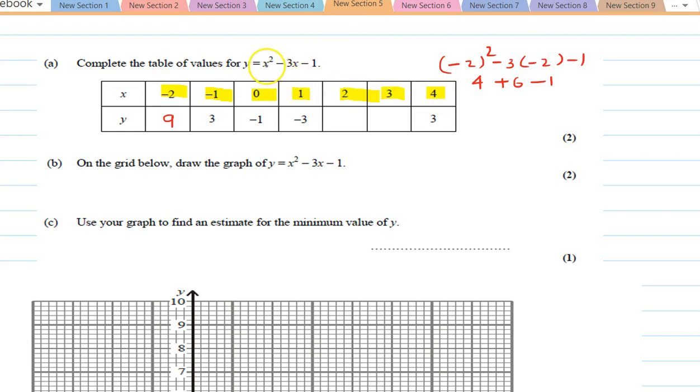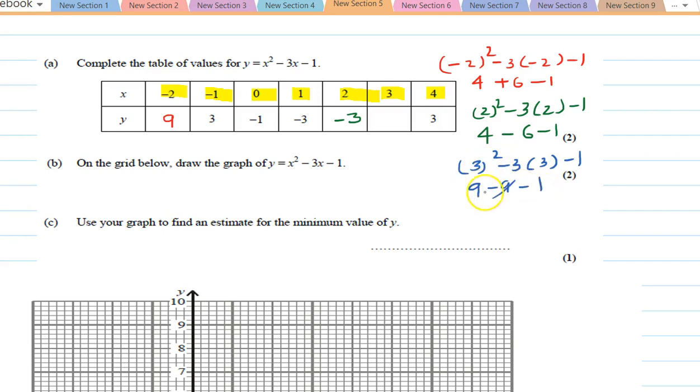So if you put 2, it will be 2 square minus 3 times 2 and minus 1. 2 square is 4, and minus 3 times 2 is minus 6, and minus 1. 4 minus 6 is minus 2, and minus 1 is minus 3. Let's put value 3 here. So 3 square minus 3 times 3 and minus 1. So 3 square is 9, minus 9 minus 1. So this is cancelled out, and we are left with minus 1.